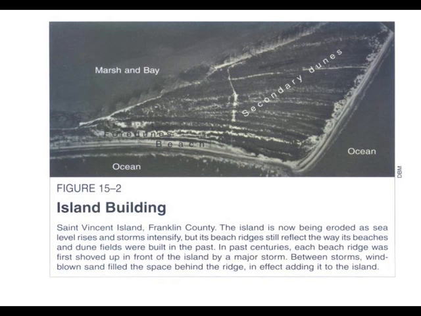Island building. Here's a great example of this sort of dune and swale system. This is at St. Vincent Island, which is down in the Florida Panhandle. Here's the current beach, and you can see old beaches here, secondary dunes to the rear here, and for each one of these you'd have a dune ridge and then a low area behind it.